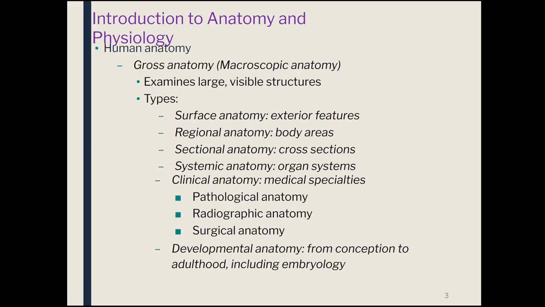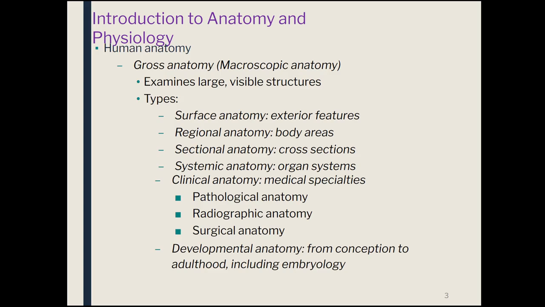We have a few different types of anatomy. We have gross anatomy, which means large. Macroscopic anatomy means large structures that we can see with our eyes. Microscopic is going to be with a microscope. It's going to be small anatomy. Gross anatomy or macroscopic anatomy, we want to think, examines the large and visible structures. And there's a few different types.